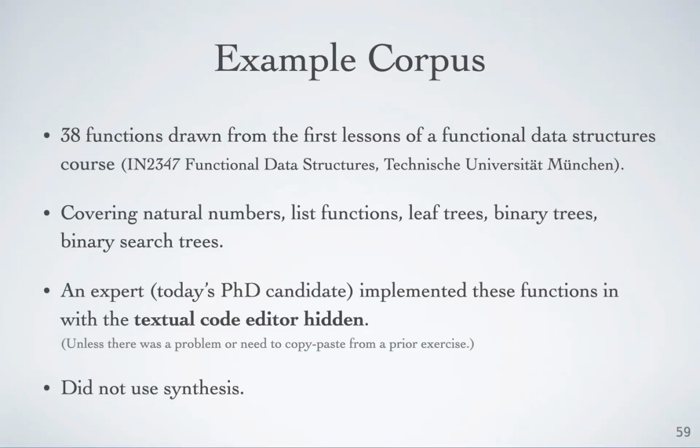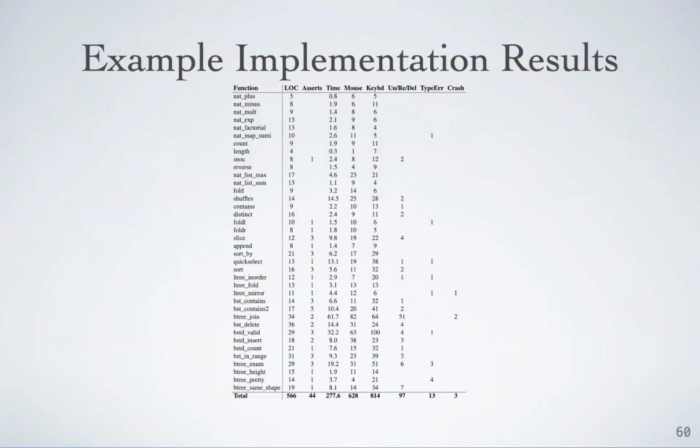The expert implementer implemented all these functions with the code editor hidden, unless there was some problem. And I didn't use synthesis, just to constrain how I was doing this. Overall, oh, you can't see this because the Zoom controls are hiding it. Sorry. For the people in the room, there we go. So it took about 4.5 hours, and there were 3 tool crashes, but it did work. You could actually build all these functions in Manipusynth with very few reversions to text editing.